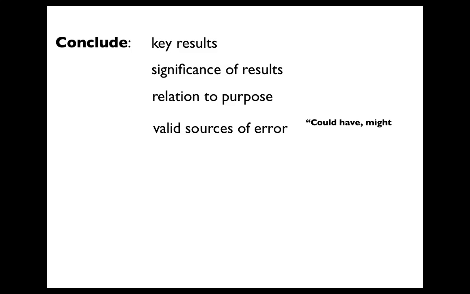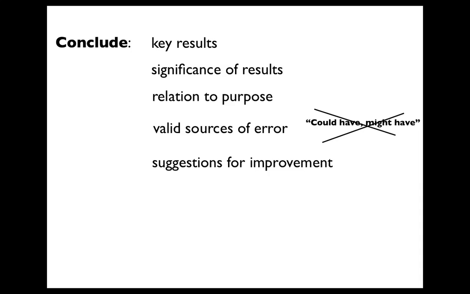Third, discuss the reliability of your results. Identify the valid sources of error and explain how they might have affected your results. The sources of error need to be specific. Avoid using vague phrases like "might have caused error" or "could have caused error." Be specific. Don't blame the error on human error or error in calculations. Try to make suggestions for improvement.